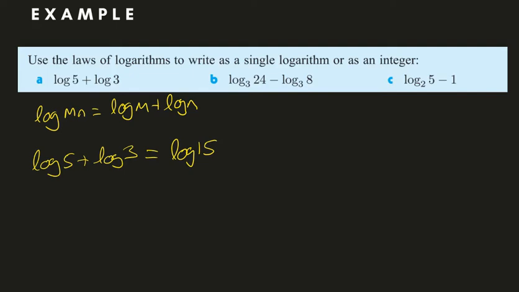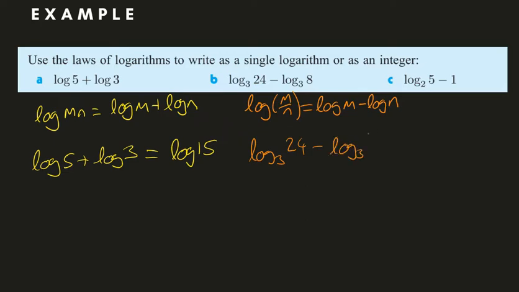So in part B, we'll use the law log of m over n is equal to log of m minus log of n. So we'll start with what's given, log base 3 of 24 minus log base 3 of 8. This is going to be log base 3 of 24 over 8, which is log base 3 of 3, because 24 divided by 8 is 3.